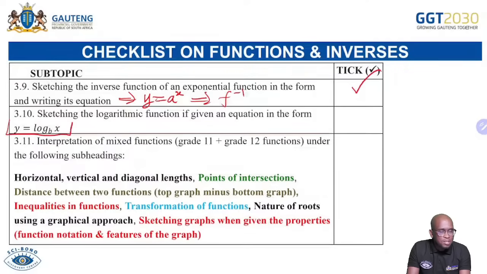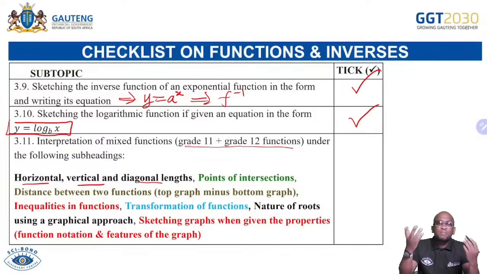Sometimes you guys struggle with this. You should be able to sketch the log function if given the equation in that form, and then you should be able to interpret grade 11 and grade 12 functions under the following headings. Subheadings: horizontal, vertical, and diagonal lengths. You should be able to calculate the length, and remember, the length is always positive.